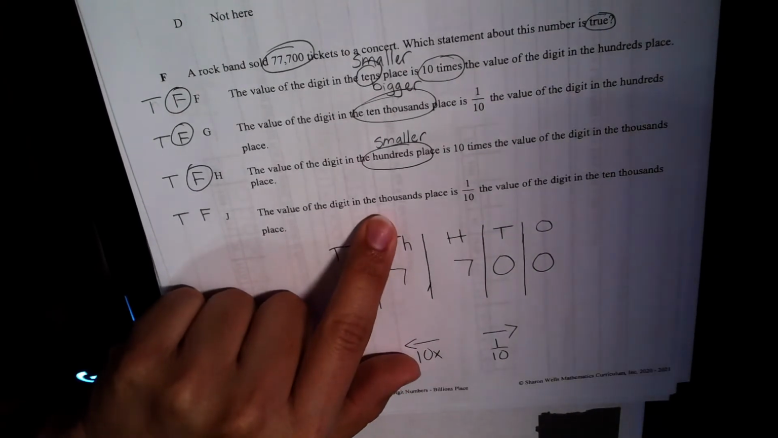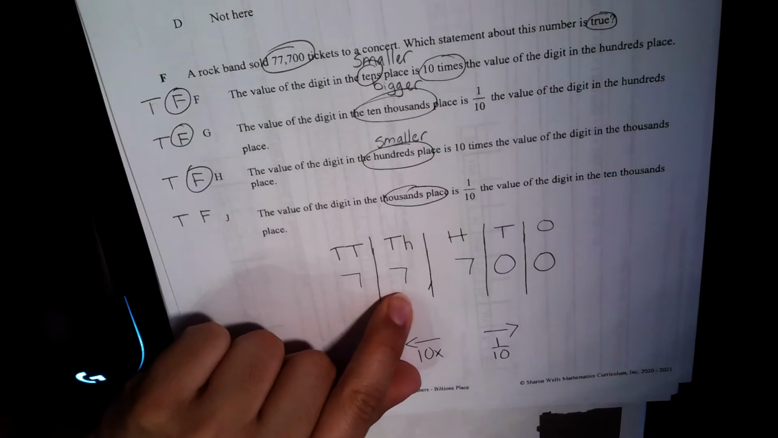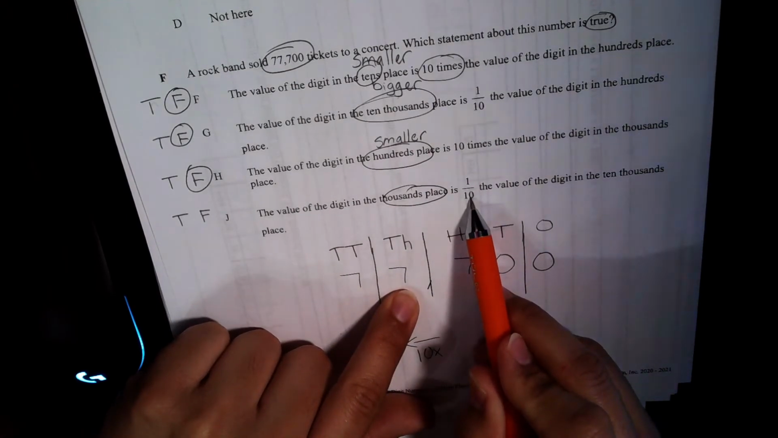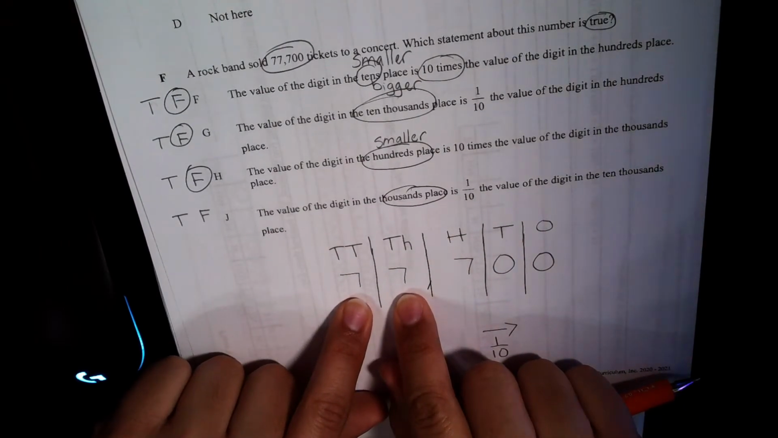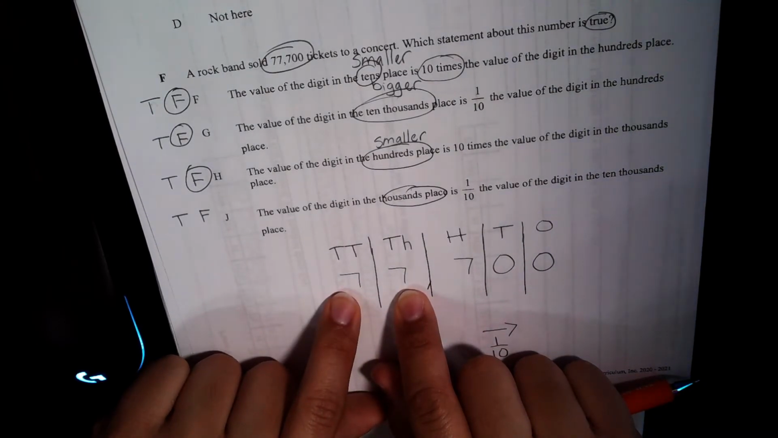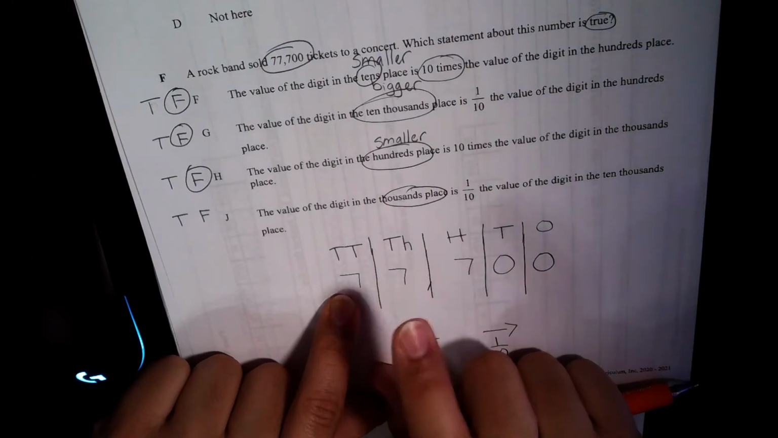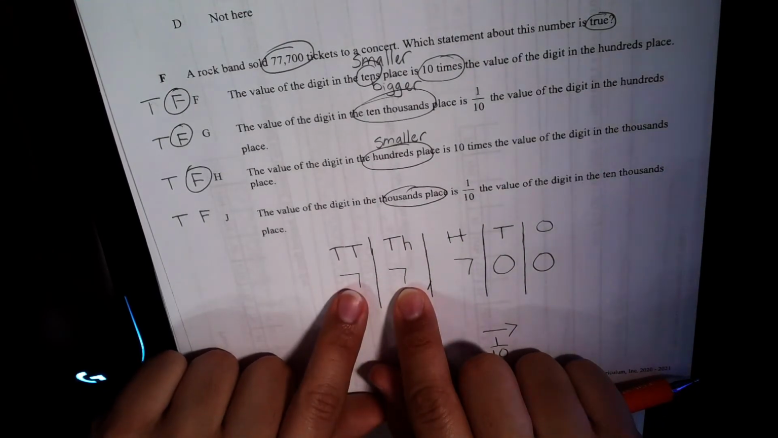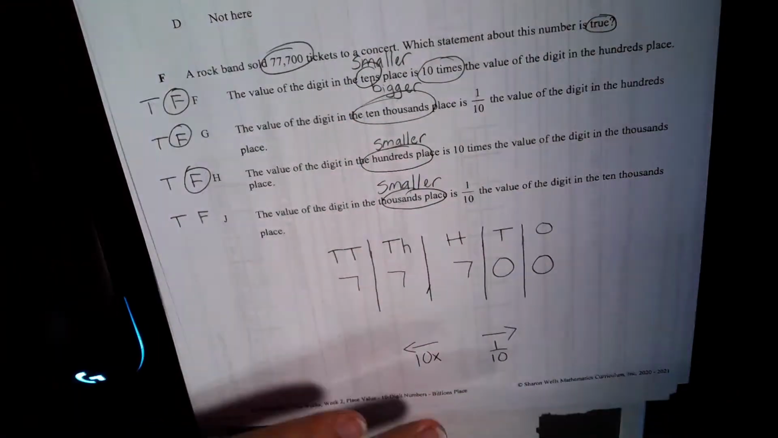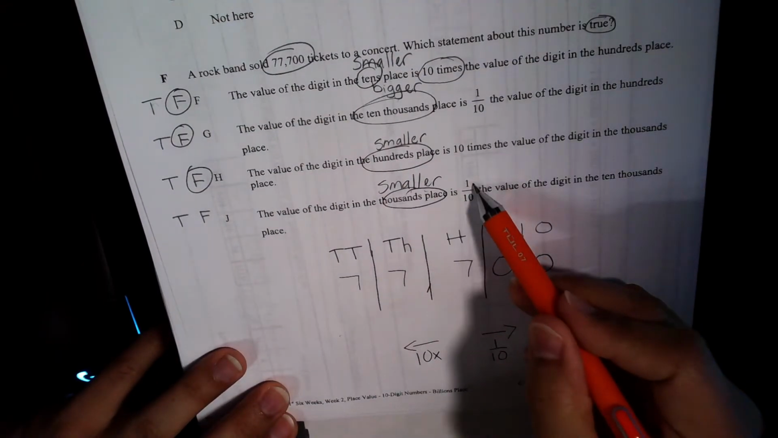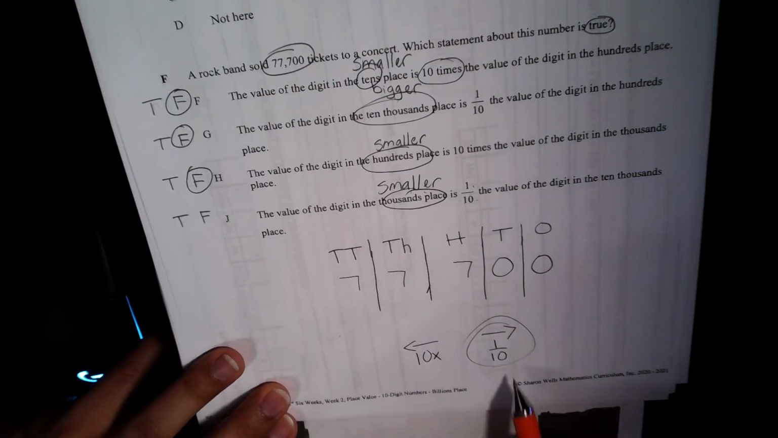The value of the digit in the thousands place is 1/10 the value of the digit in the 10,000s place. Okay, so is the thousands place smaller than the 10,000s place? Is my thousands smaller than 10,000? Kylie? 1,000 is smaller than 10,000. It is smaller. And look what I have. Smaller, 1/10. That matches what I wrote down here.